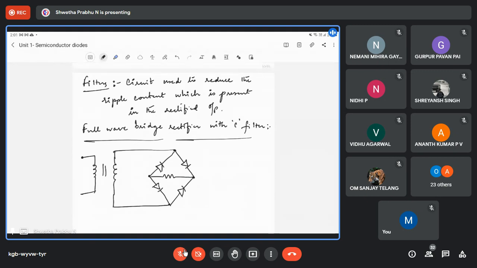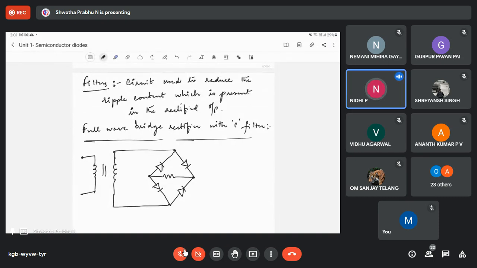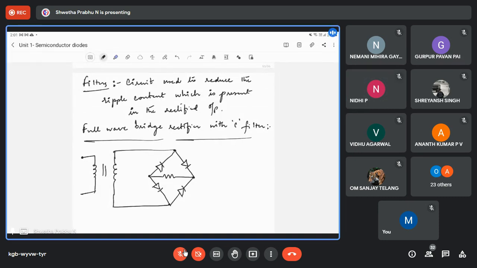Shall I write like this now? Yes, ma'am. Both are one and the same. Okay. So in between these two junctions, yeah, tell me.